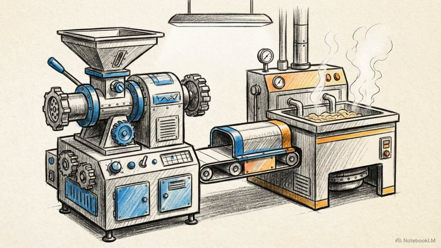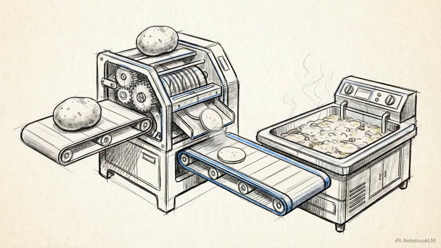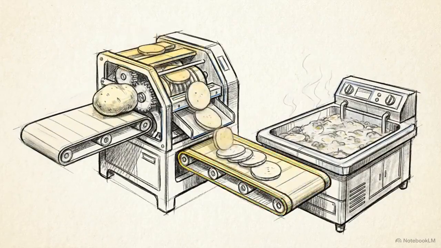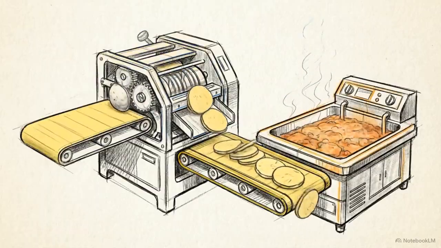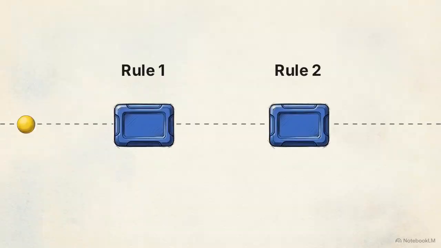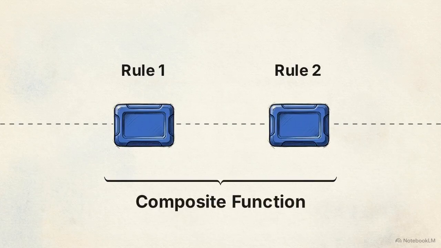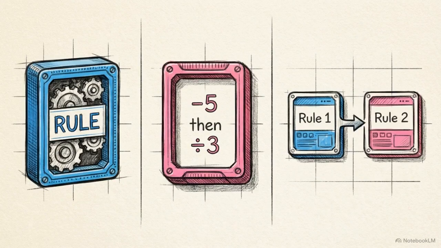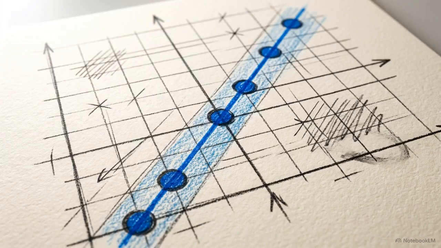Beyond running in reverse, we can also link different machines together in a sequence. You drop a raw potato into a slicer, and then those fresh slices fall directly into a fryer. Taking the result of one math rule and feeding it directly as the starting number for a second rule is called a composite function. Functions give us a reliable, reversible, and linkable set of rules. They let us track exactly how quantities change, step by predictable step.